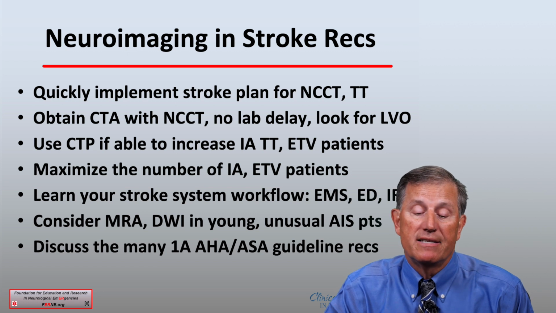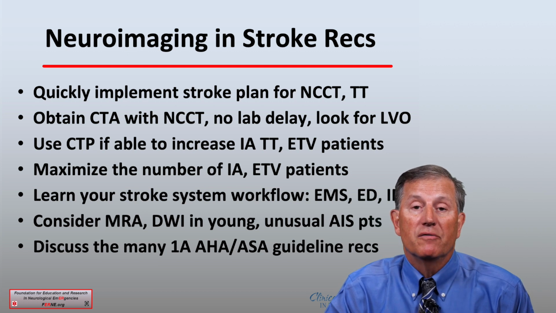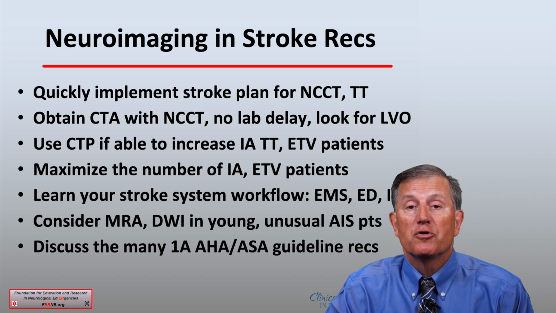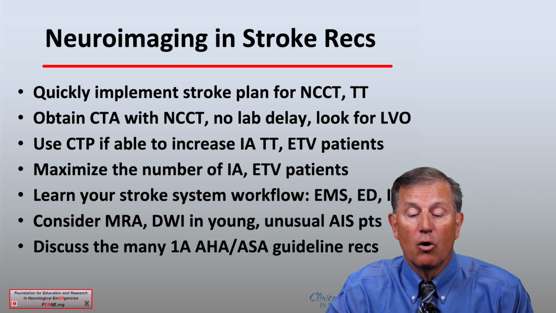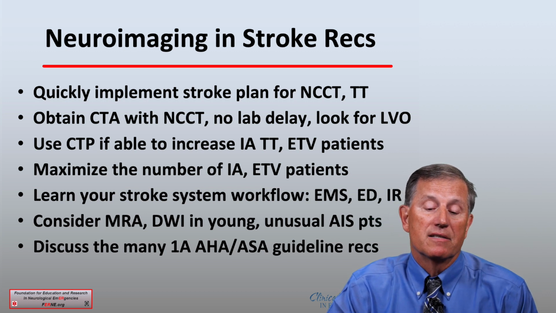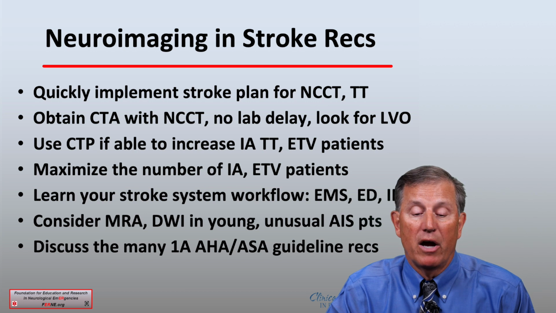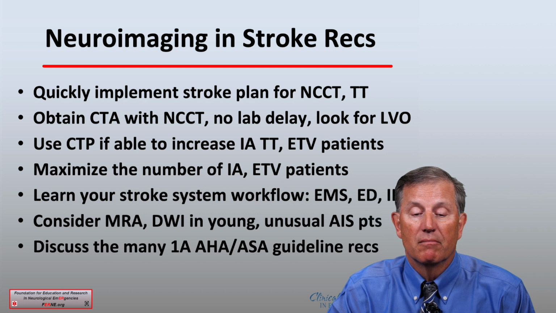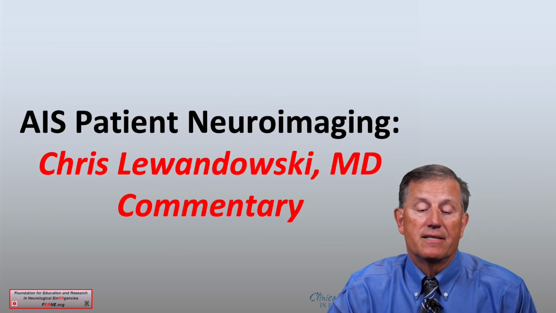You should also consider MRA and the use of DWI to determine the size of the core infarct and the ischemic penumbra, especially in those who are young or who have unusual acute ischemic stroke presentations. And lastly, it is worthwhile offline to discuss the many 1A or best recommendations by the AHA/ASA regarding the use of imaging in stroke patients.